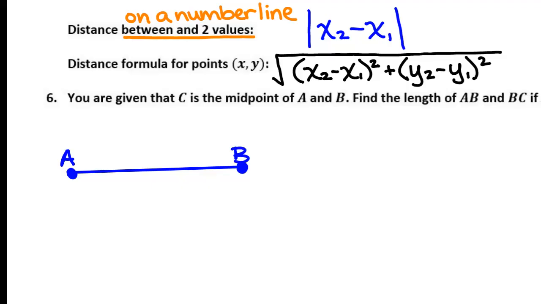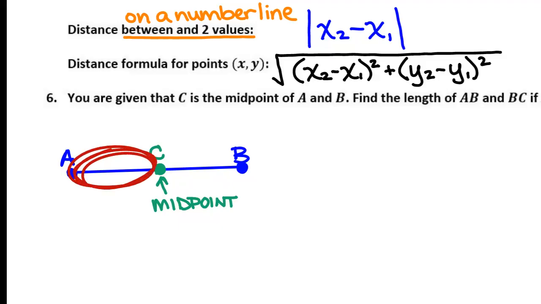Where is C? Midpoint, so exactly in the middle. C goes exactly in the middle. Here's my midpoint. If C is exactly in the middle, then what is true about these two segments, AC and CB? They're congruent, they're the same size, so we're going to mark those with congruence marks.